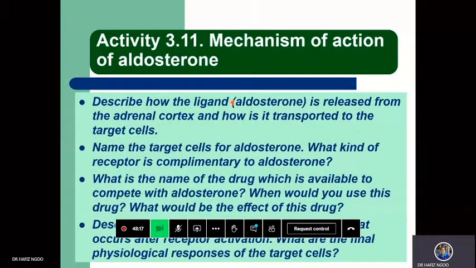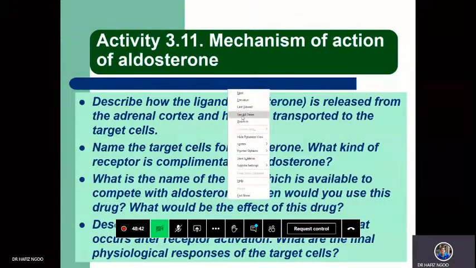Now, the mechanism of action of aldosterone. Where does aldosterone actually work? We can describe how the ligand is released from the adrenal cortex and how it is transported, the receptor complement to aldosterone, the drugs able to compete with aldosterone, and when you would use these drugs. Let's look at the next one.